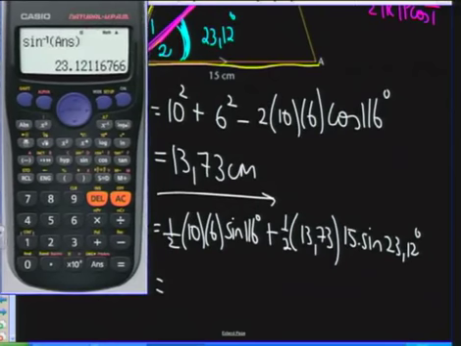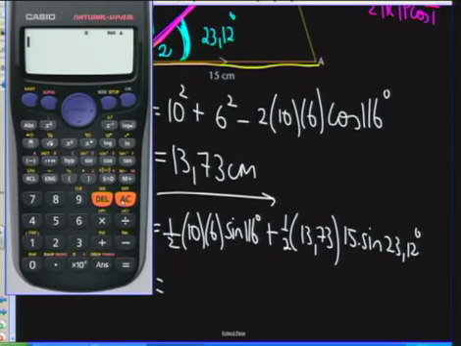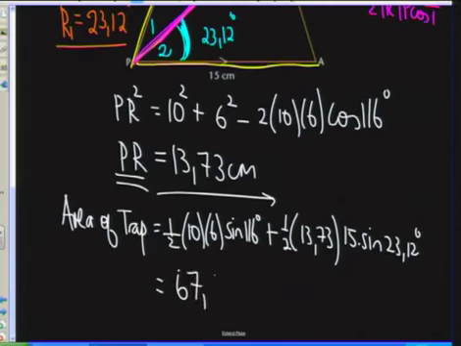I wonder if they make this Casio just a little bit smaller so we can fit it in here. Right, so that's 60 times a half, so that's 30, multiplied by sine of 116. And we want to add 0.5 times a 13.73 times by a 15 times by the sine of 23.12. And we get 67,4. 67,4 squared centimeters. Isn't that wonderful?